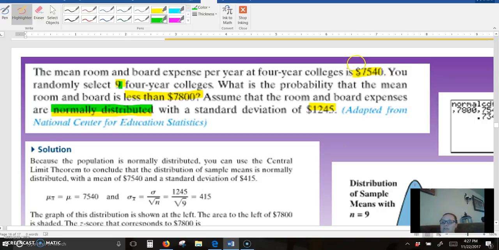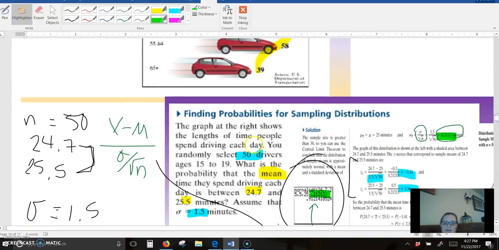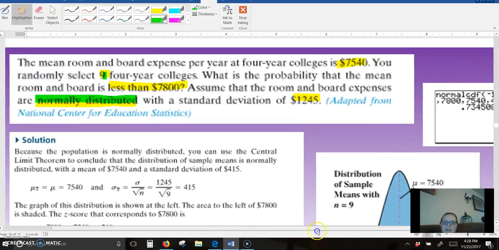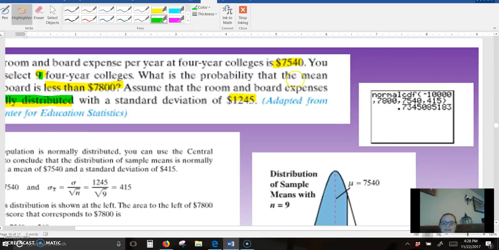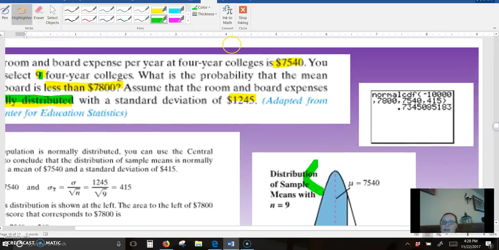So it's really important that we see if it's less than 30. The one up here was more than 30, so it didn't matter if it was normal or not. Let's focus on how to type it in the calculator. It's less than, so the shading is on the left, like when we draw a normal distribution, which means that 7,800 is going to be the biggest number.